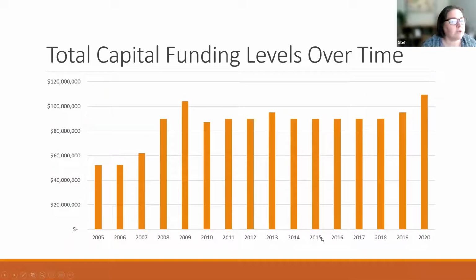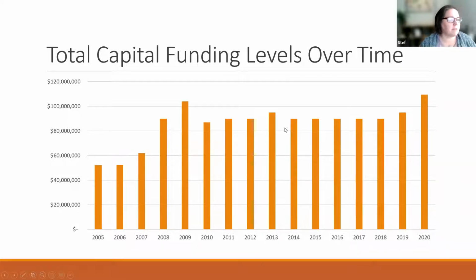So capital funding over time, right? As you can see, in 2005, we were funded around $55 million. It stayed consistent and went up in 2009. And if you remember, right around then, we had some budget difficulties across the country and in the state. And so the amount that we were given went down to around $85 million.